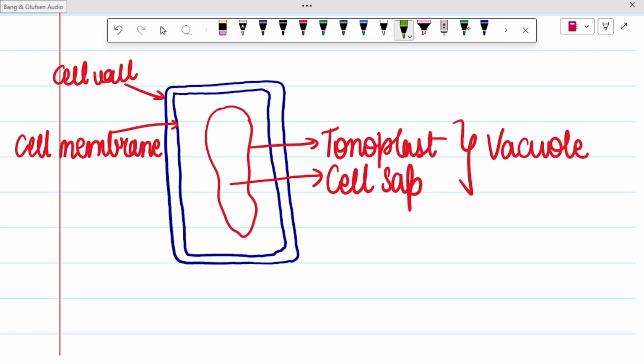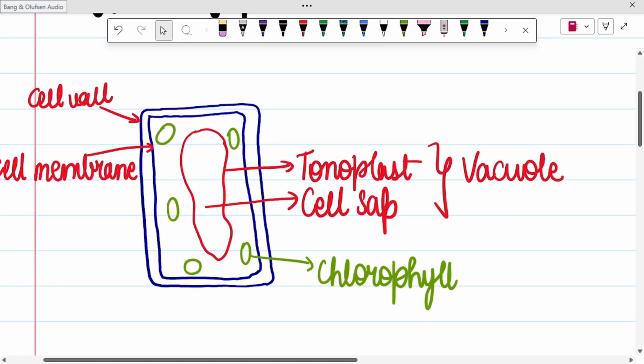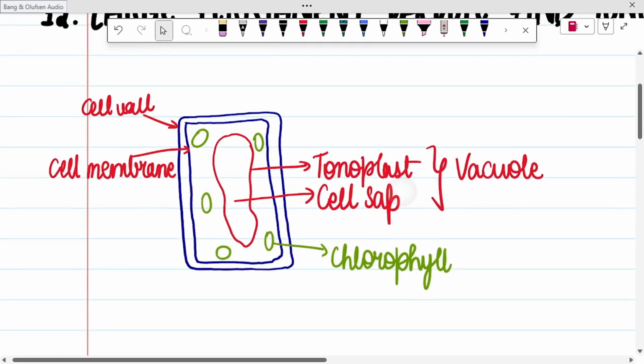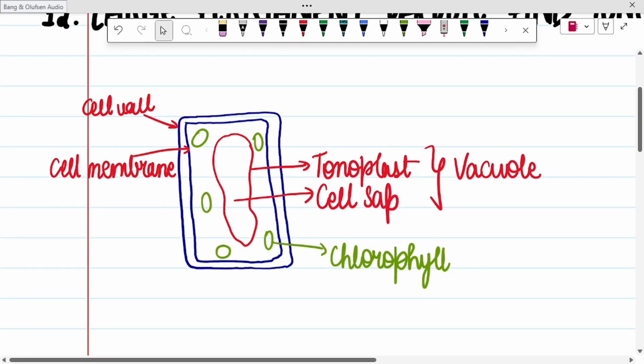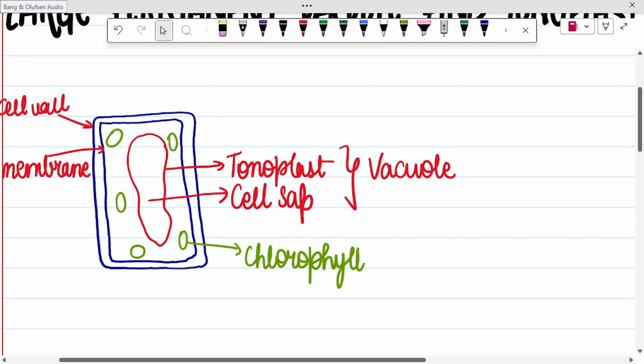Here, surrounding your tonoplast, you have chlorophyll. ये रहा आपके green color के chlorophyll. और ये edge पर क्यों होते हैं? To absorb maximum light for the process of photosynthesis. So this is a basic structure of your plant cell. इसमें we need to study the structure of your vacuole. So you should remember कि आपके plant में किस तरह की vacuole होती है.